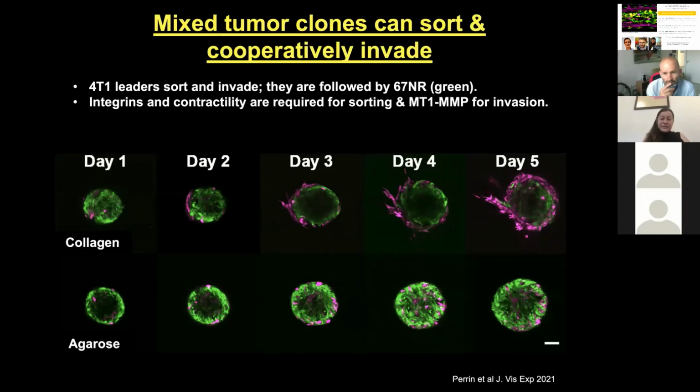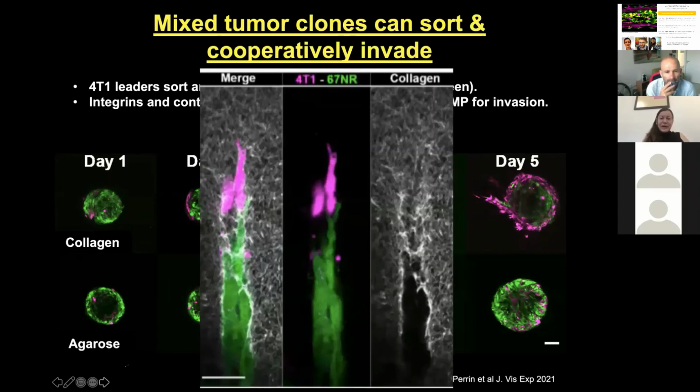And this is very similar to some of the developmental biology studies, but it hasn't been shown previously in cancer cells, the sorting. In this cooperative invasion, again, 4T1s are always the leaders, and the 67NR are followers.